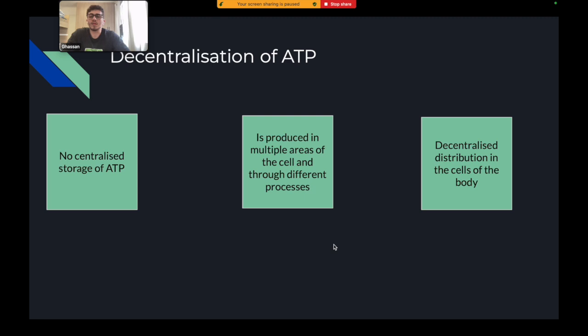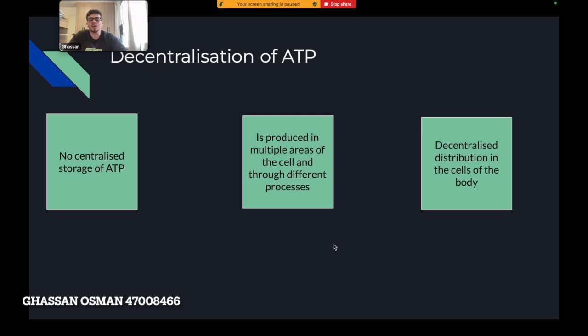Another important feature of the ATP-ADP energy process is that it's decentralized. This decentralization is reflected in a number of features of ATP, one of these features being that it's not centrally produced, rather it's produced in multiple locations within the cell. It's also decentralized in its distribution, in that ATP is more highly concentrated in areas where it's more needed. Also, ATP and ADP is decentralized in its storage.